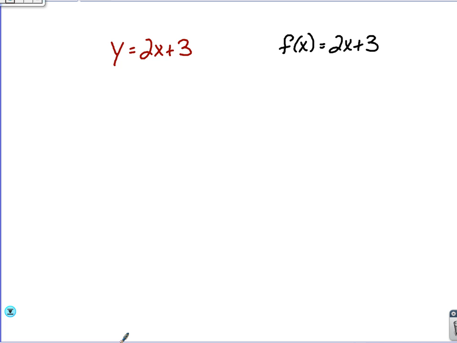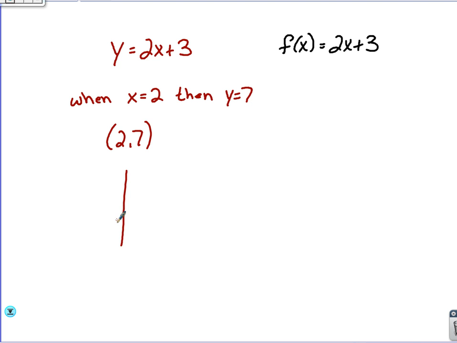Take your y equals 2x plus 3 here. Before, we'd have to put something like when x equals 2, then we plug in 2. 2 times 2 is 4, plus 3 is 7, then y equals 7. Or we could write it as a point. We plugged in 2 and we got 7. Or we could write it in a table form. X, Y, we plugged in 2 and we got 7.